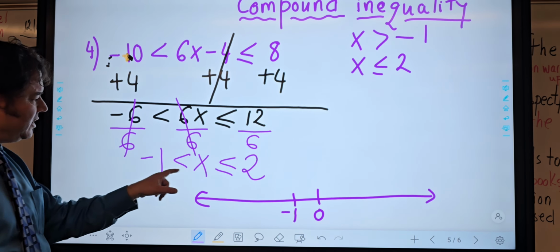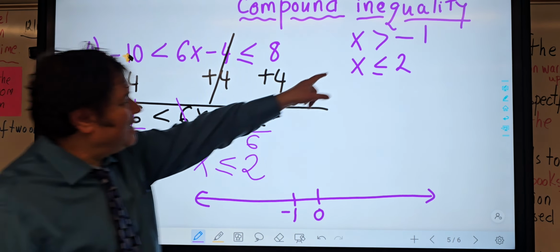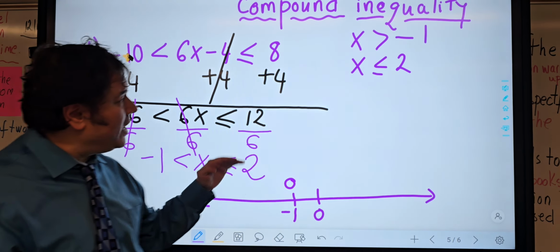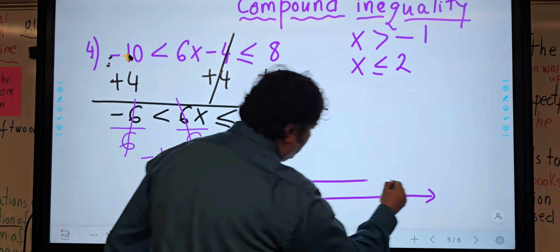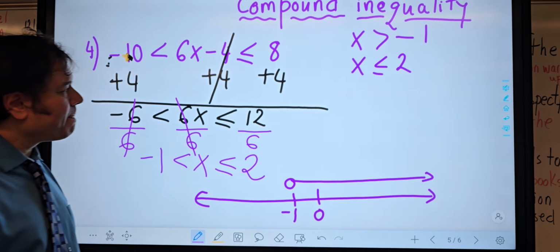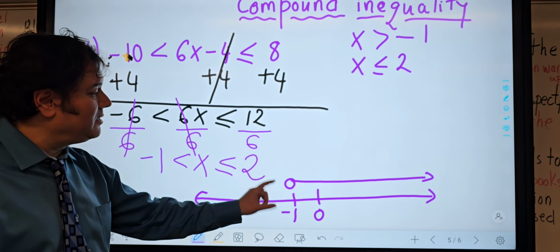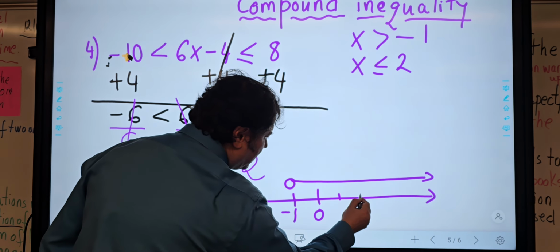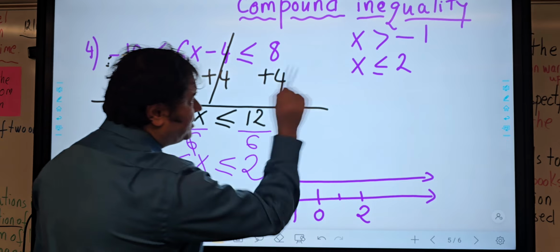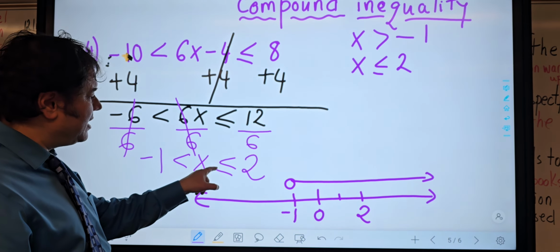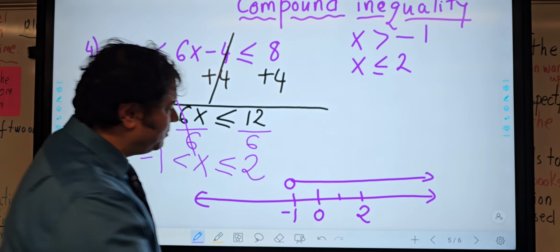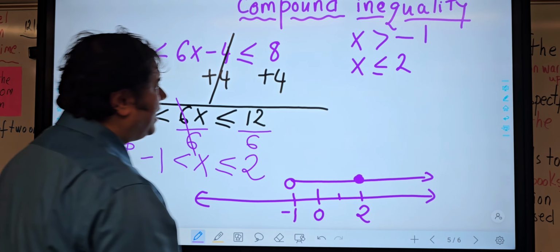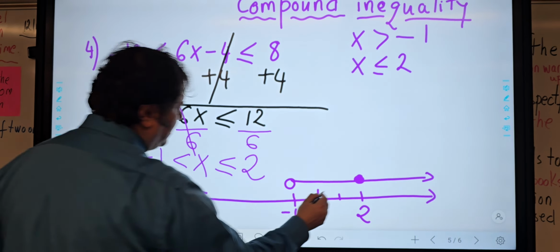So we go to negative 1, and because it's only greater than, we are going to have an open dot at negative 1. And it's going to be greater than negative 1, so we are going to go this way. Negative 1 is not included in the answer, right? So we're going that way. And then we go to positive 2. So positive 2 probably is here somewhere. And at positive 2, we have a closed dot because x is less than or equal to positive 2. So in this case, we have a closed dot at positive 2. And we are going to go in that direction right here.